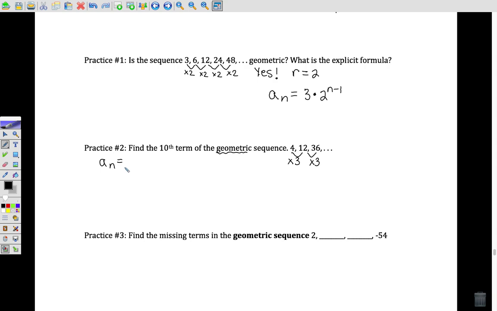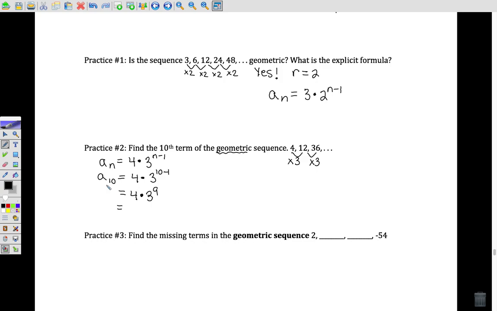The nth term is a, or the first term, times the common ratio, which we said was 3, raised to the n minus 1. So to find the 10th term, a sub 10, I'm just going to plug in 10 for n. So I end up with 4 times 3 to the 9th.